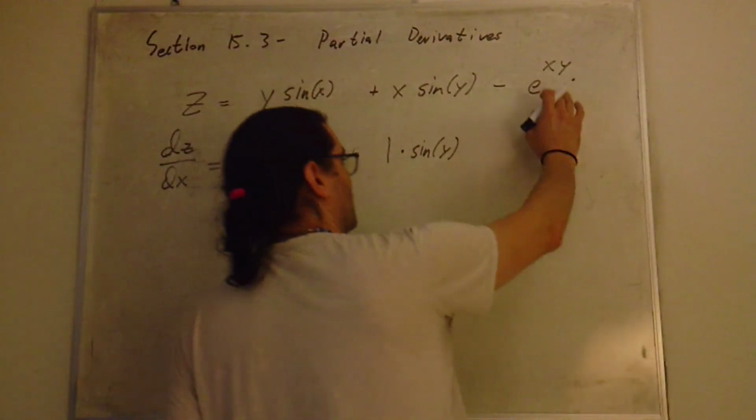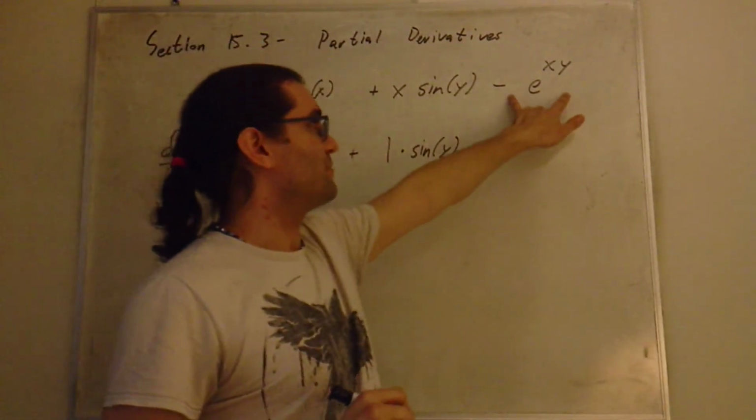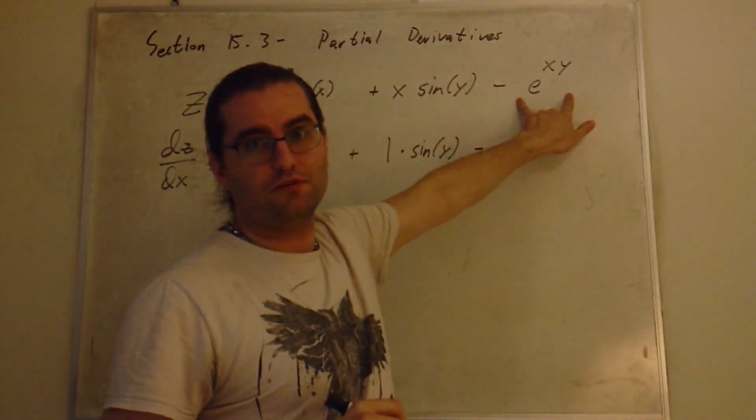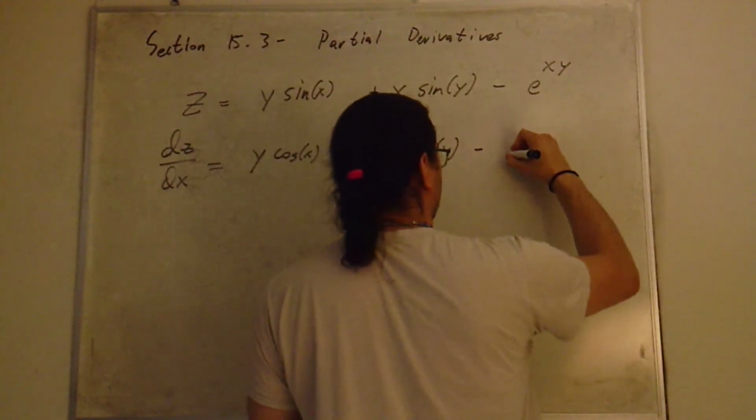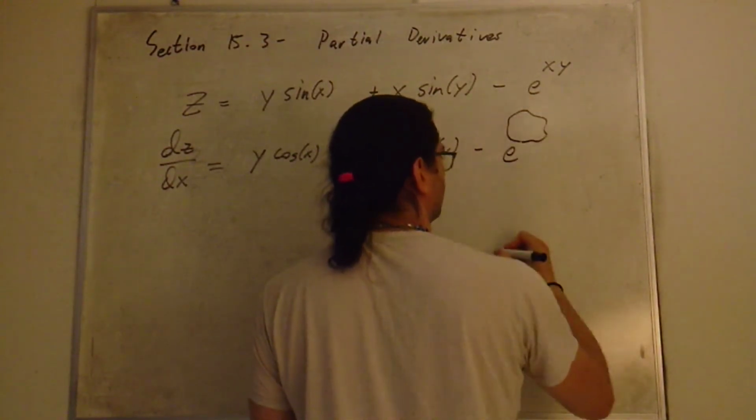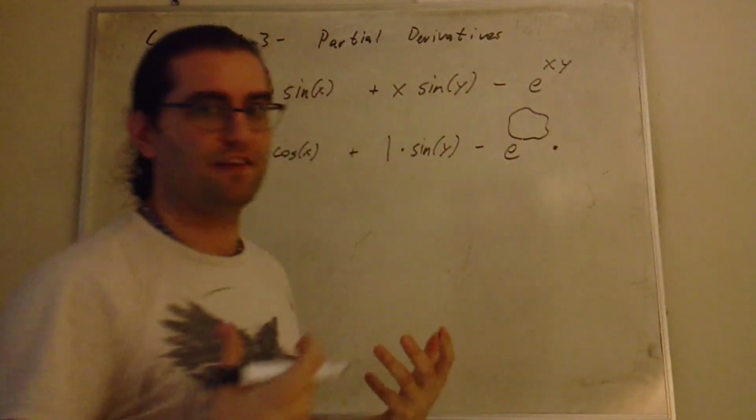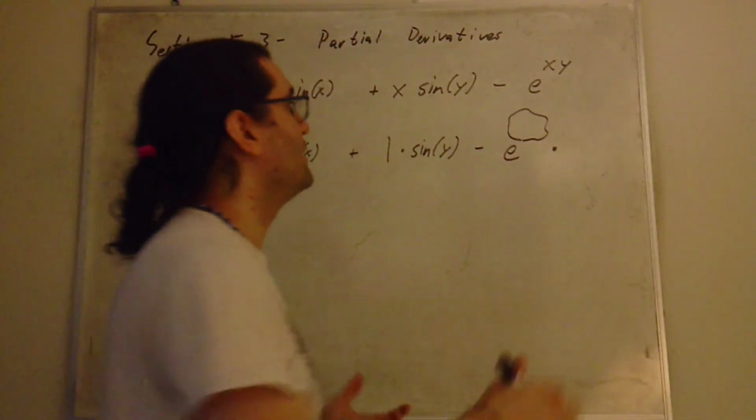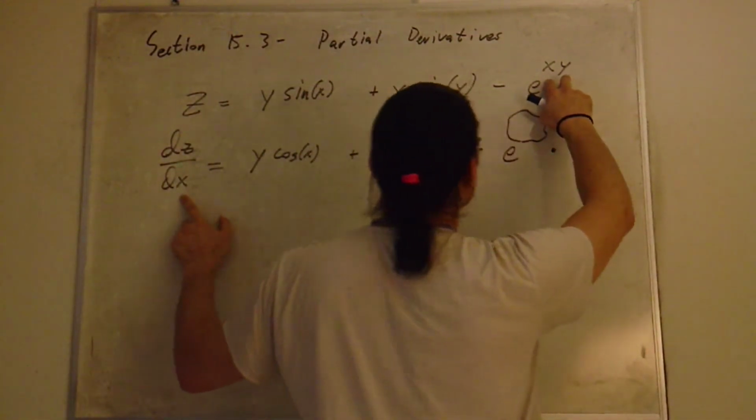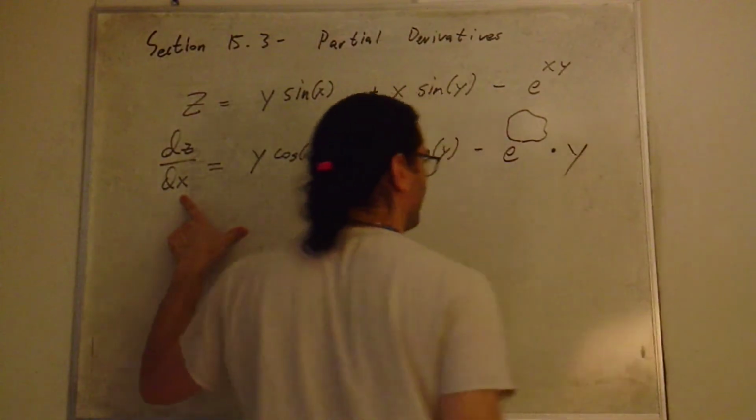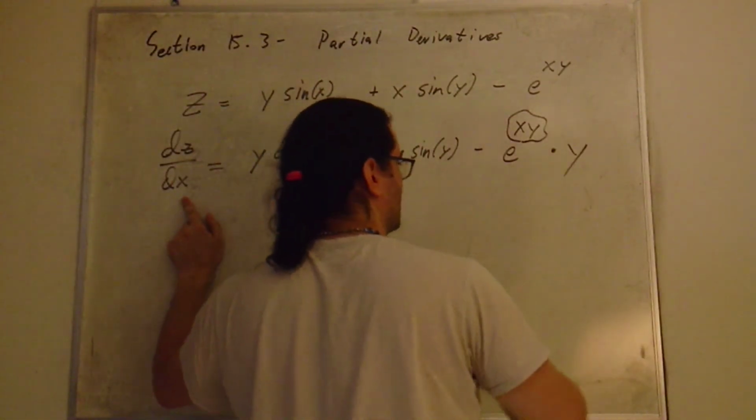This is going to be a really good time because this is where we need to introduce the chain rule. So, we all know that the derivative of e to something is e to that something. And then we multiply by the derivative of the inside. The derivative of x times y with respect to x should just be y. So this is e to the xy times y.